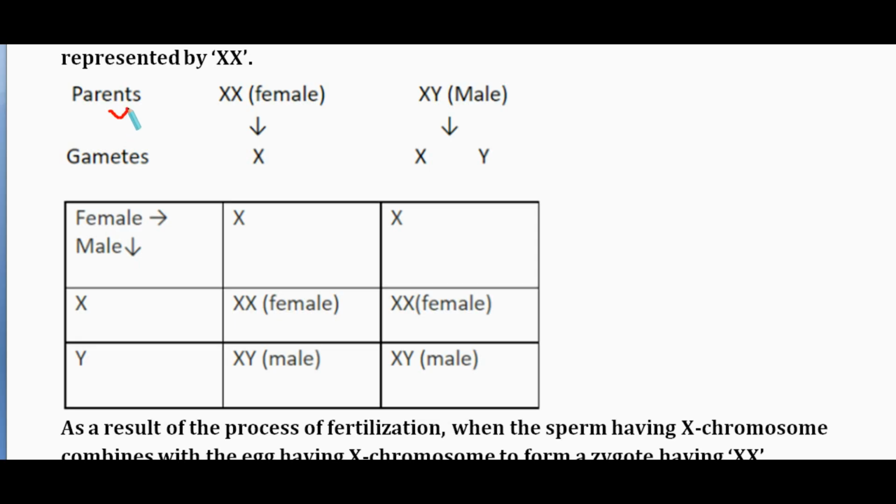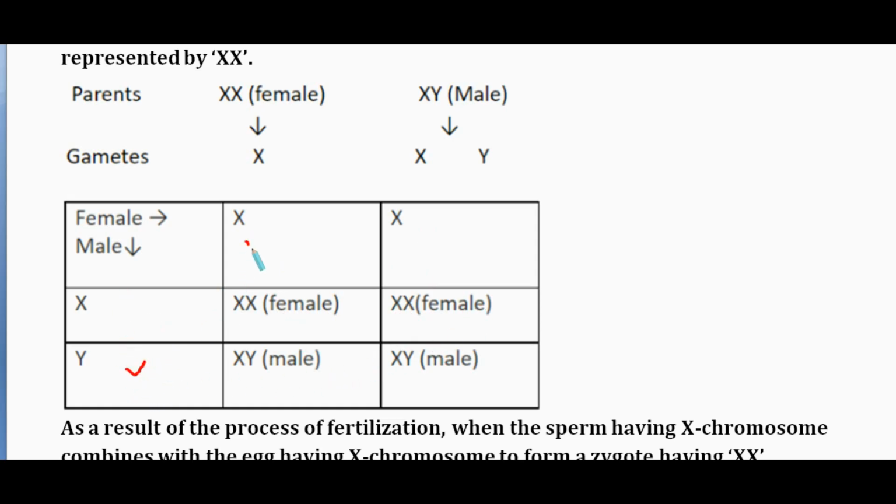Now see, the parents: in the female, the chromosomes are XX, and in the male, the chromosomes are XY. Now they form gametes. Female gametes are XX, and male gametes are XY. Now they combine: X from the female and X from the male, then we get XX, and it is a female child. Again X from the female and another X from the male, we get a female child.